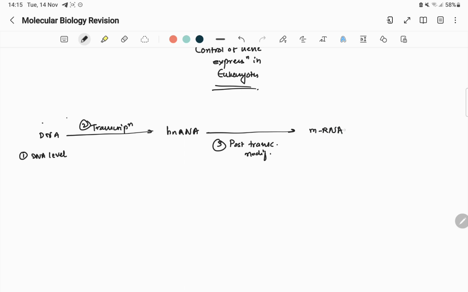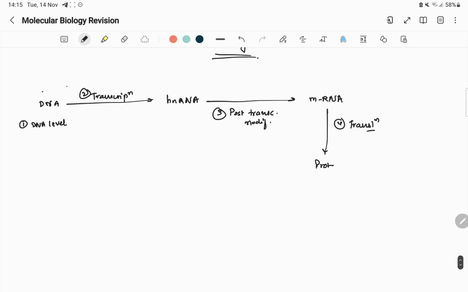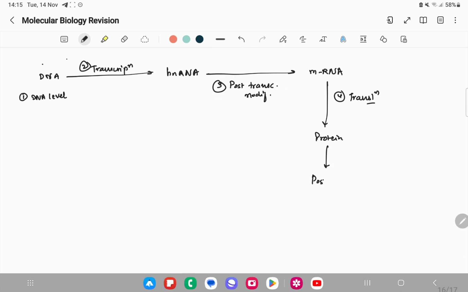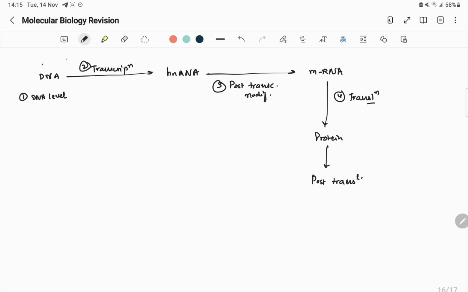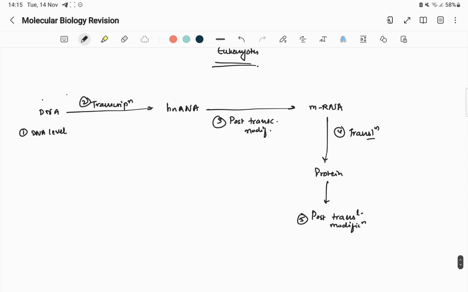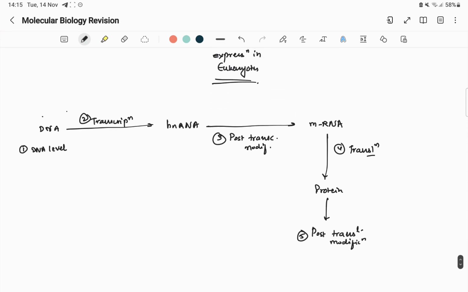mRNA is formed due to this. Then translation will occur, and protein will be formed. At this level it will be regulated, and in protein the post-translational modifications will occur. At this level it will be regulated also. So there are 5 levels of regulation of gene expression as far as eukaryotes are concerned.